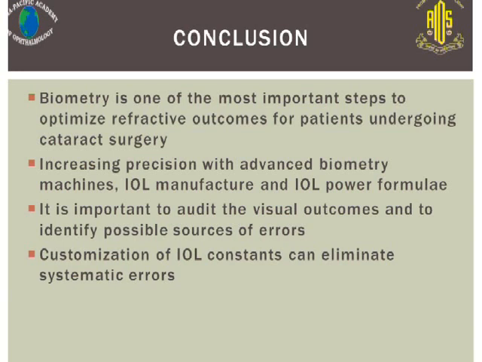In conclusion, biometry is one of the most important steps to optimizing refractive outcomes for patients undergoing cataract surgery. In the past decade, with advanced biometry machines, IOL manufacture, and IOL power formulae, we have had increased precision with IOL power calculations and improving visual outcomes. It is important to note, however, that not every patient is within 1 diopter of target refraction after surgery, and therefore it is important to audit the visual outcomes and to identify possible sources of error. Customization of IOL constants can eliminate systematic errors which may be related to differences in the methods of measurement or suboptimal A constants provided by the manufacturer.